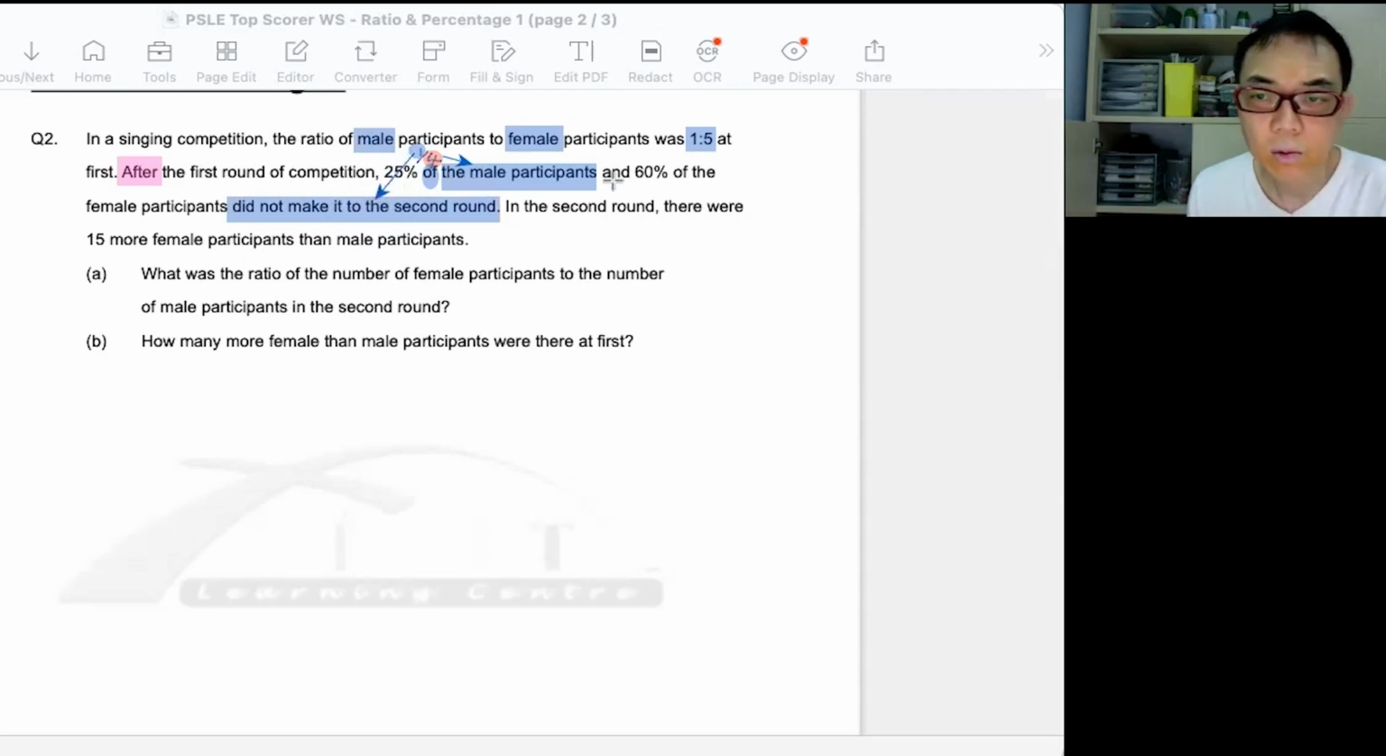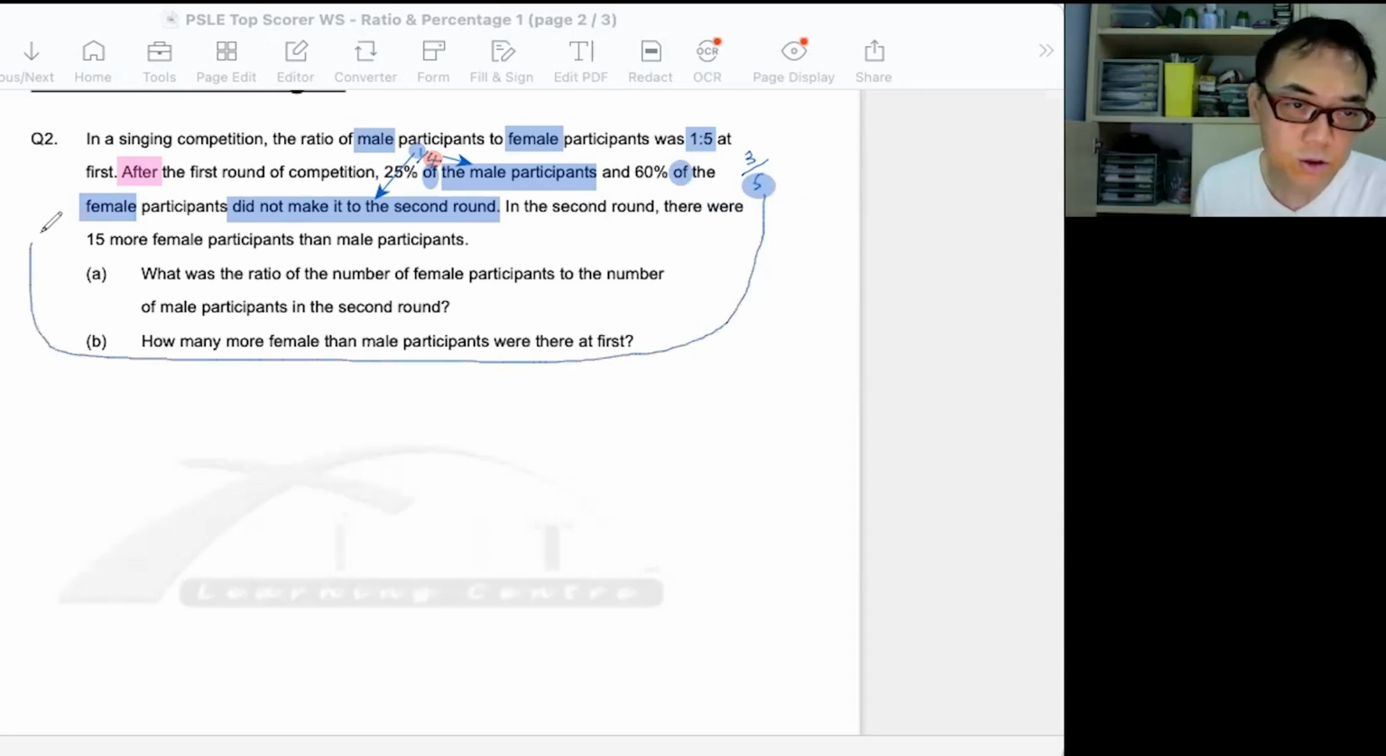Now, 60%, what should I convert this into? 3/5, right? Okay. So if I convert this into 3/5, can you tell me what is the 5? So 5 refers to, because there's the word of here, so with the word female here, then 5 is the females, you're right. So I'm going to take this and I'm going to point it all the way across to here. Okay, and what would the 3 be? So 3 are those who did not make it to the second round.